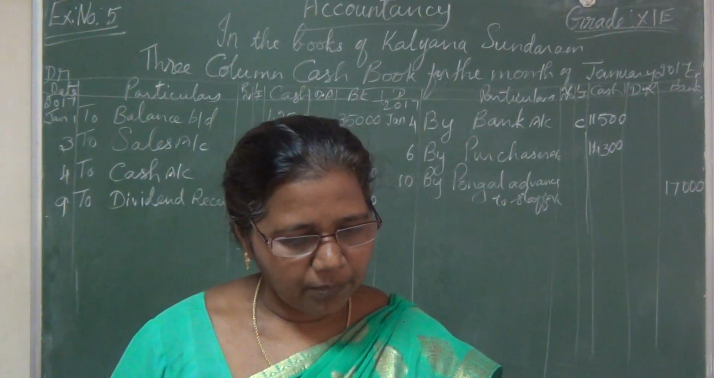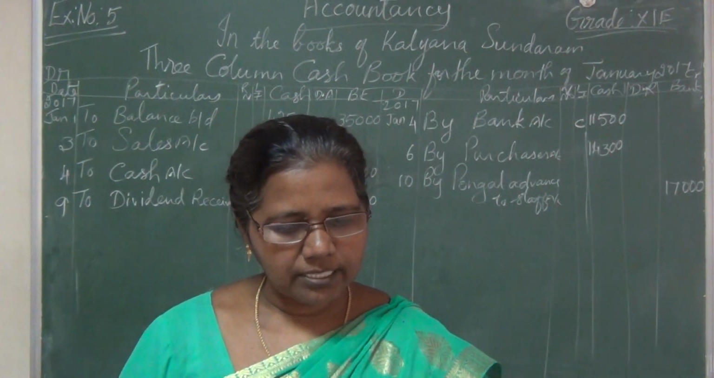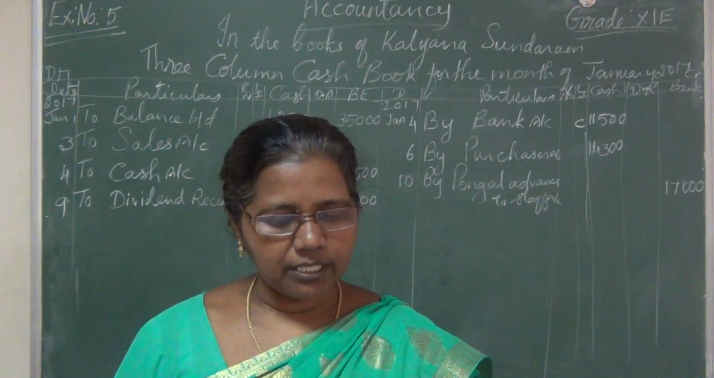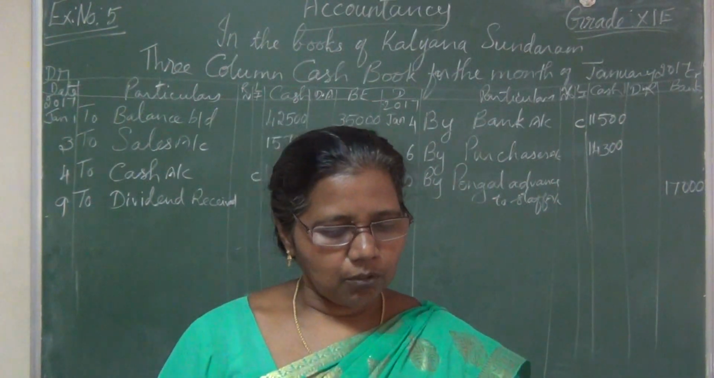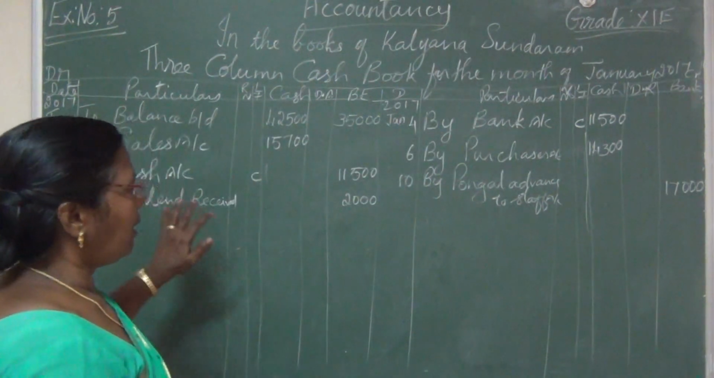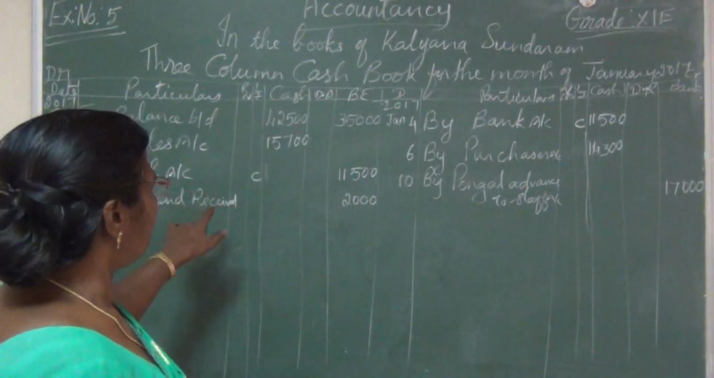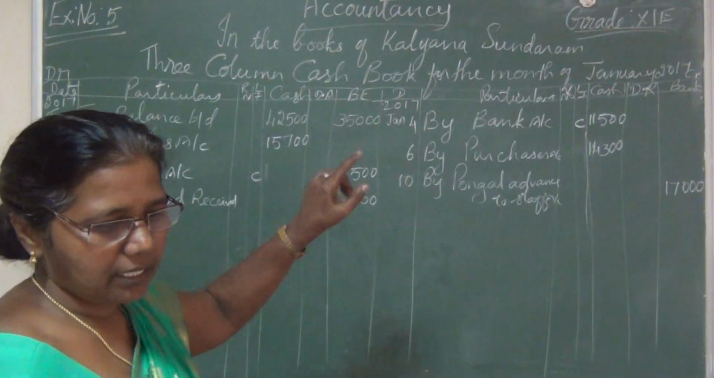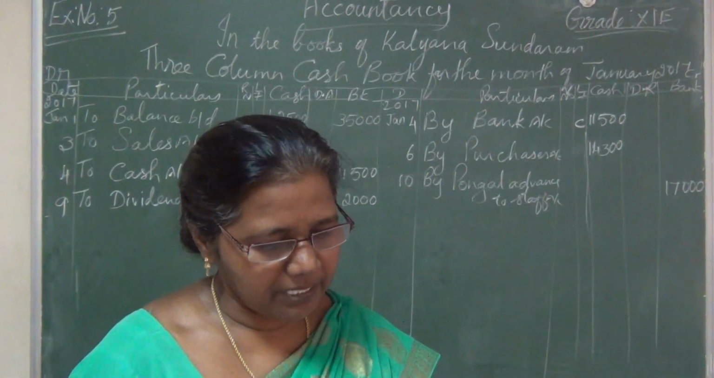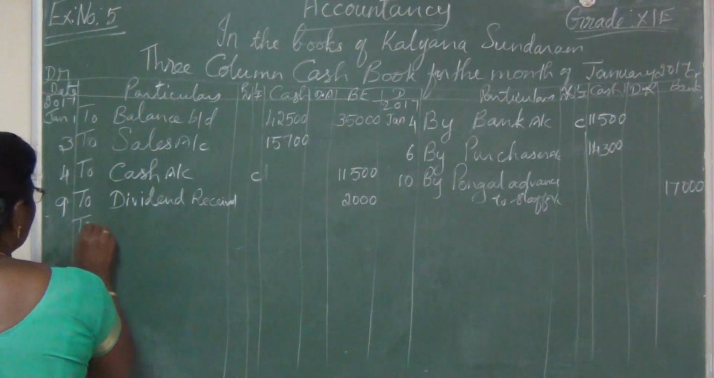Received cash from Nagarajan and allowed him discount. So we receive cash only 11,850 and we are allowing a discount of 150, isn't it? So we receive cash, so cash account is debited, to Nagarajan, isn't it? And discount allowed account is also debited. Understand? So we should enter on the debit side. Okay, to Nagarajan, the giver.